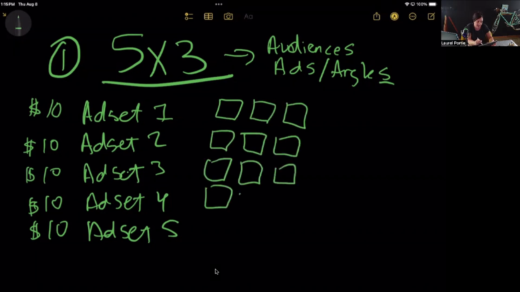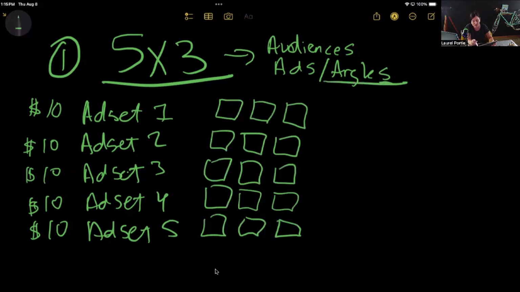Now, these ads are going to be the same 3 across each ad set. I wanted to repeat that. So it's the same 3 ads across multiple ad sets. Some of these ads are videos, some of these are static images. It does not matter at this point. We're just trying to test ad angles and different creatives.